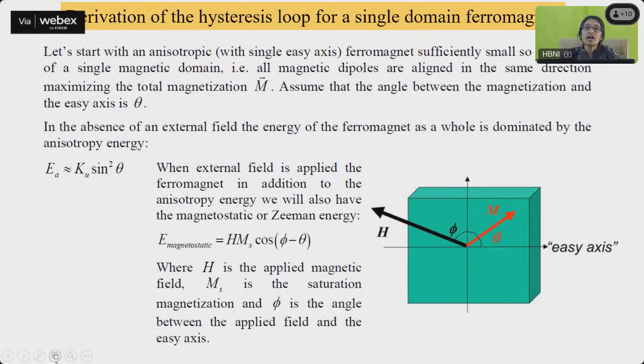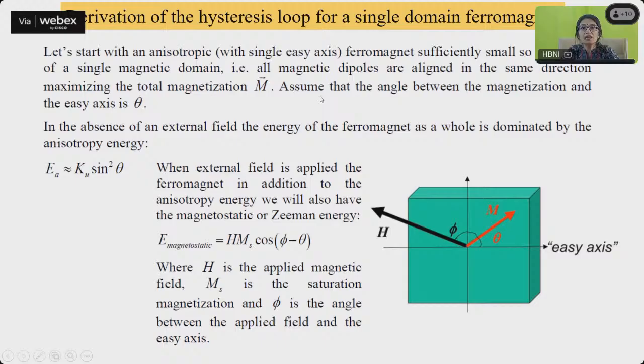So now, how do you derive the hysteresis loop for a single domain ferromagnet? What is a single domain ferromagnet? Basically, you are not having it divided into different domains. One domain is where you have all these magnetic moment values aligned in one particular direction. So when we talk about a single domain ferromagnet, what we are talking about is that inside it all the magnetic moment dipoles are aligned in the same direction. So if we have an anisotropic ferromagnet which is sufficiently small, it consists of a single magnetic domain. That is, all magnetic dipoles are aligned in the same direction, maximizing the total magnetization value M.